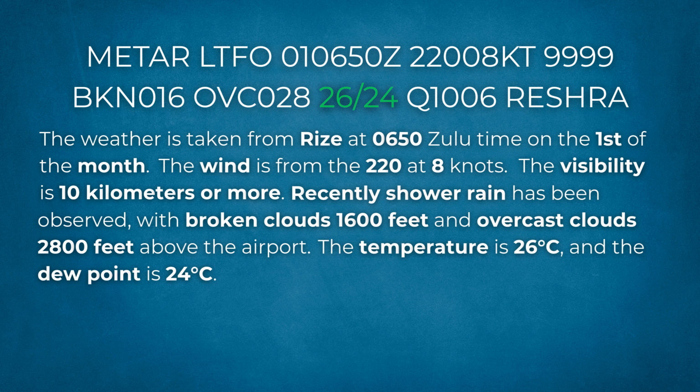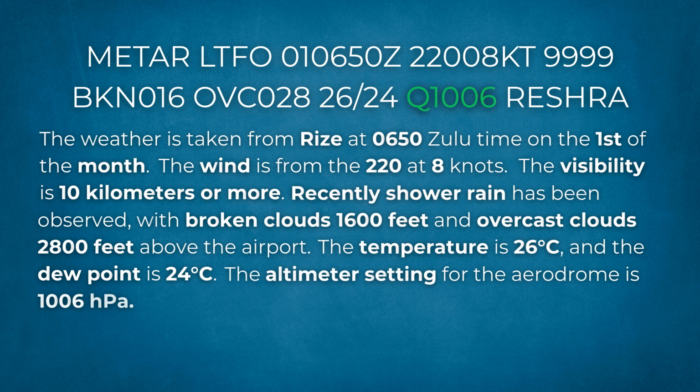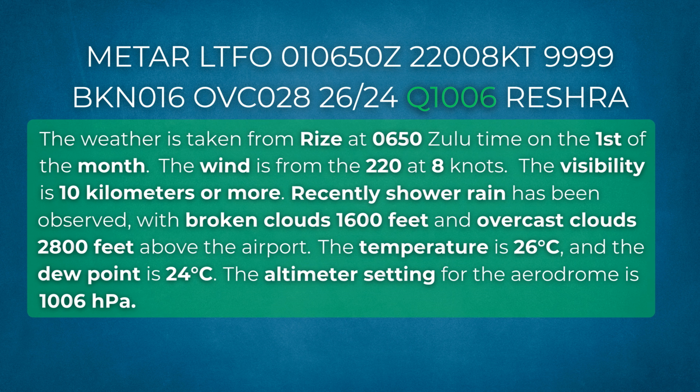The temperature is 26 degrees Celsius and the dew point is 24 degrees. The altimeter setting for the aerodrome is 1006 hectopascals. Which version do you think is easier to read and more concise? If you said the METAR in plain English, you'd be right, but only to a point.